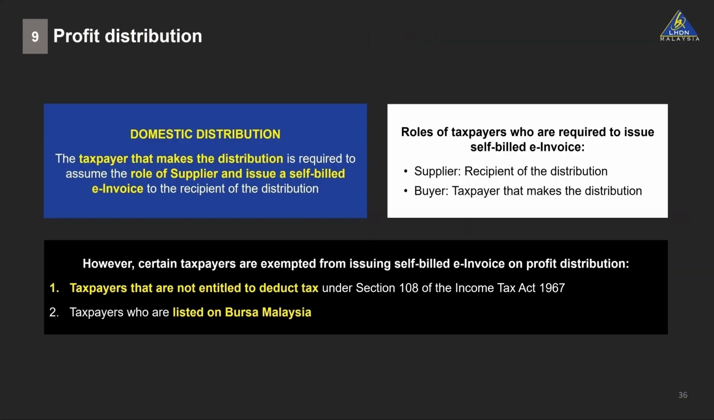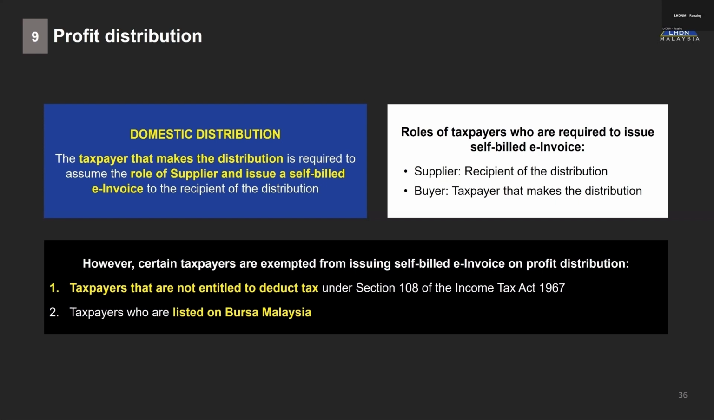Next is profit distribution. In the current situation, companies typically distribute profit to shareholder using methods such as dividend warrants or dividend vouchers. Under e-invoice implementation, companies that do not meet the criteria for tax deduction outlined in Section 108 of the Income Tax Act and taxpayer listed on Bursa Malaysia are exempted from issuing invoice for self-bill related to dividend distribution. Consequently, shareholders are not obligated to generate e-invoice for the purpose of income verification. It's important to note that this exemption will be reviewed from time to time.